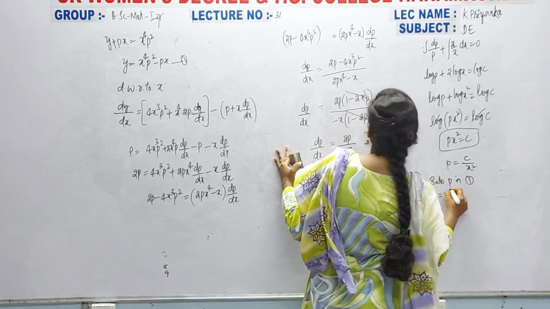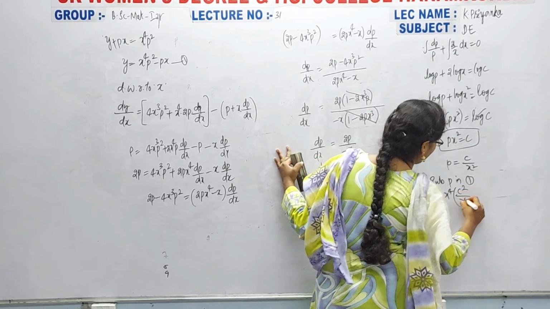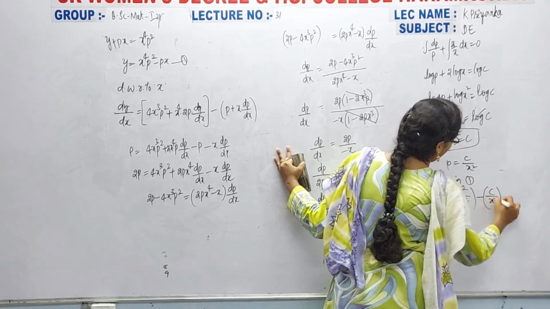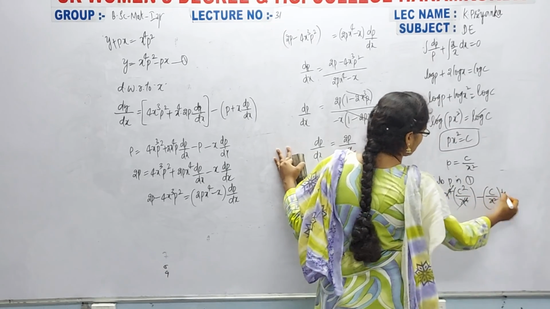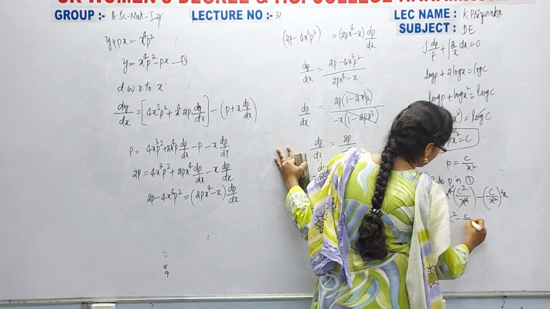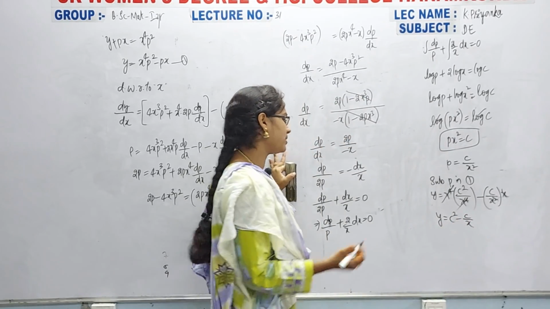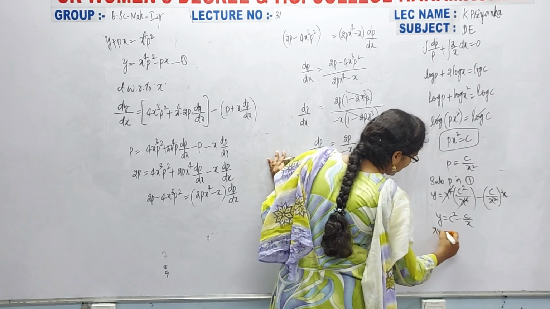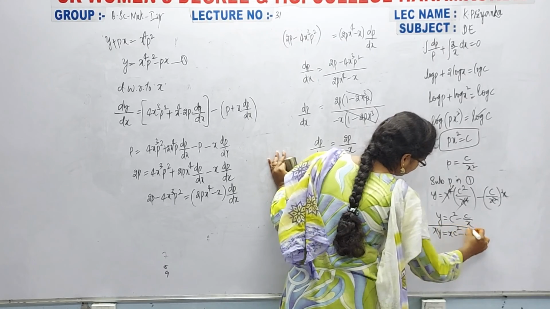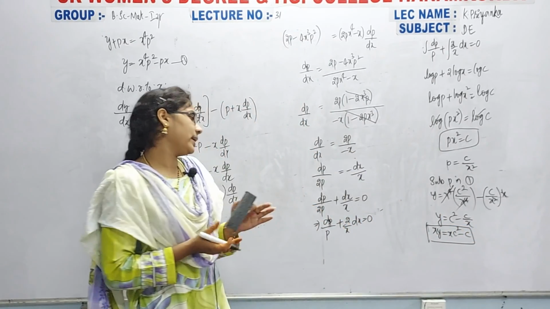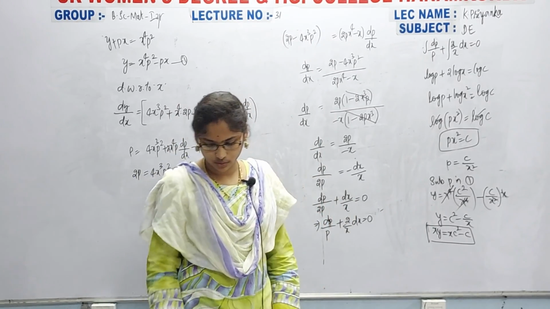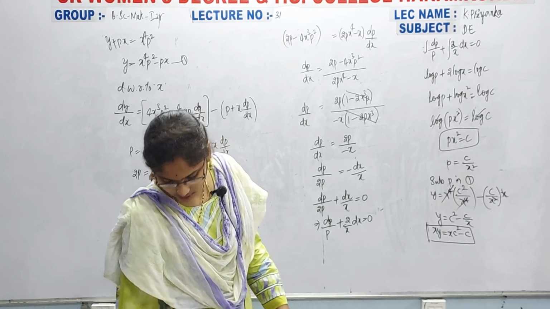Then what we get: y equal to x power 4 p square, that is c square by x power 4, minus p x. Now this one gets cancelled, x gets cancelled. Now y equal to c square minus c by x. So now you can take the cross multiplication, then x y equal to x c square minus c. Or you can write x y minus x c square plus c is equal to 0. So this is nothing but the required solution.